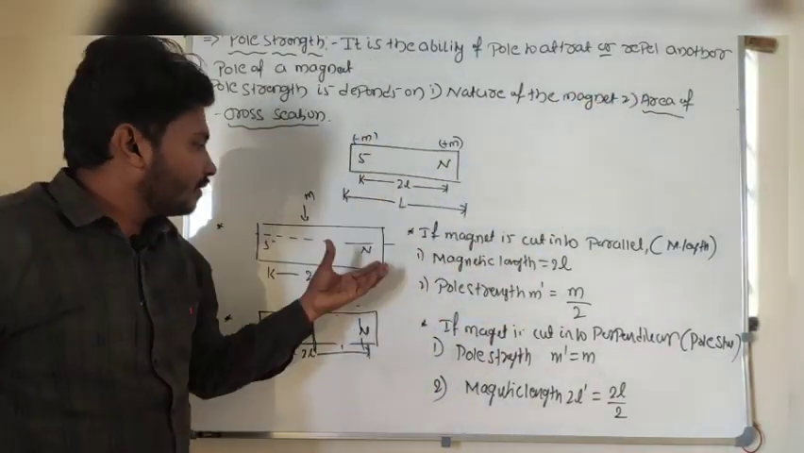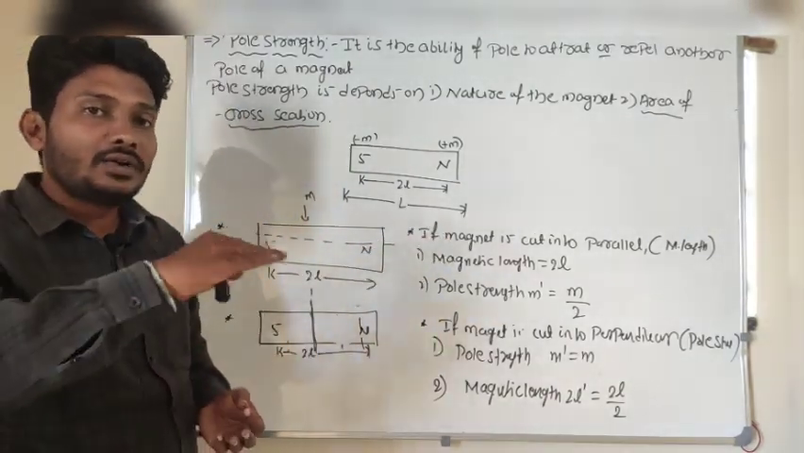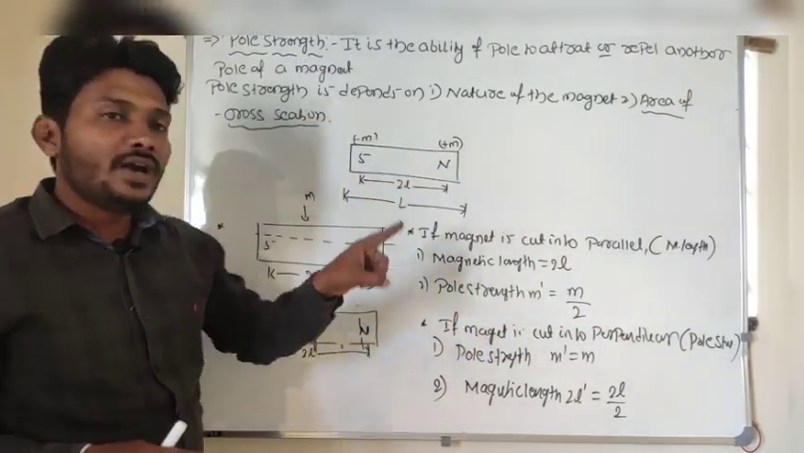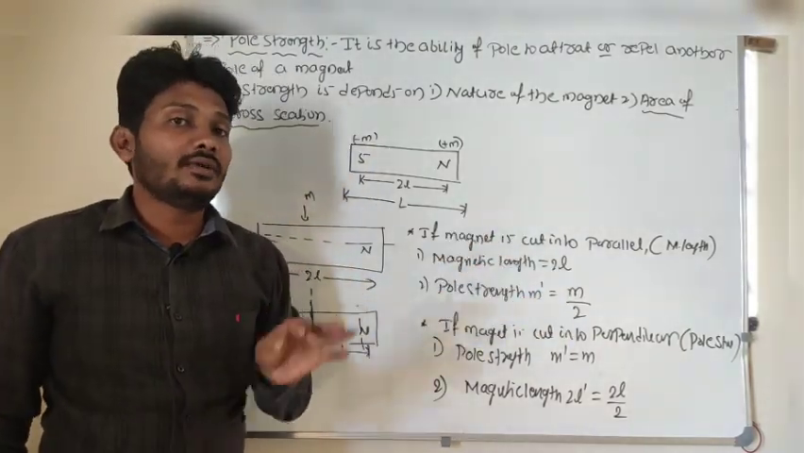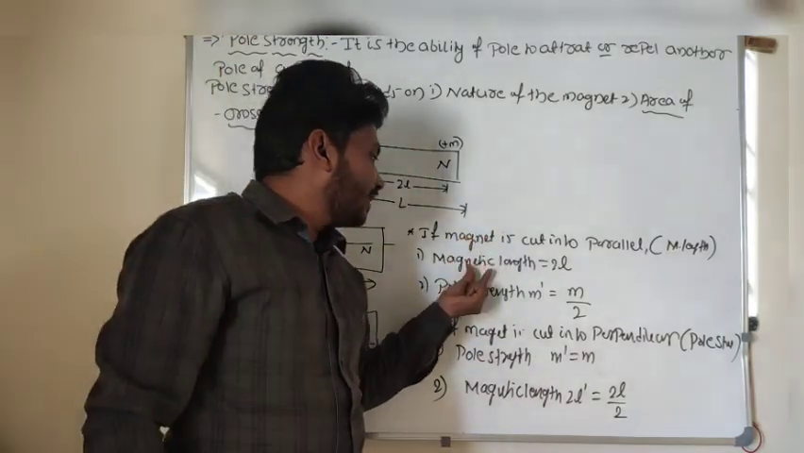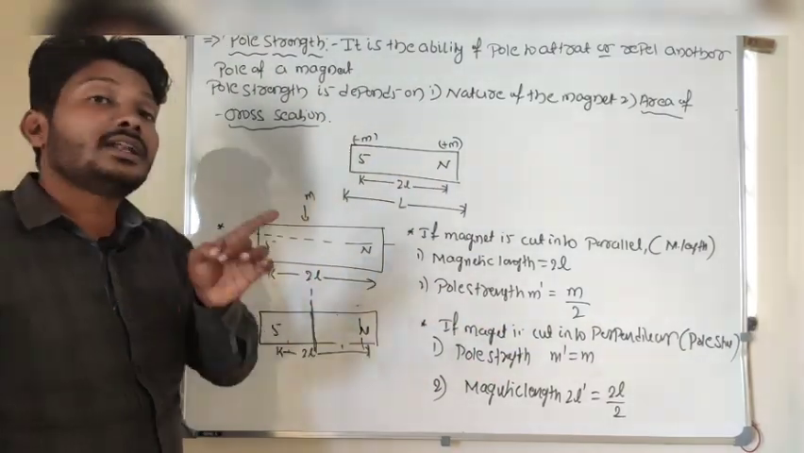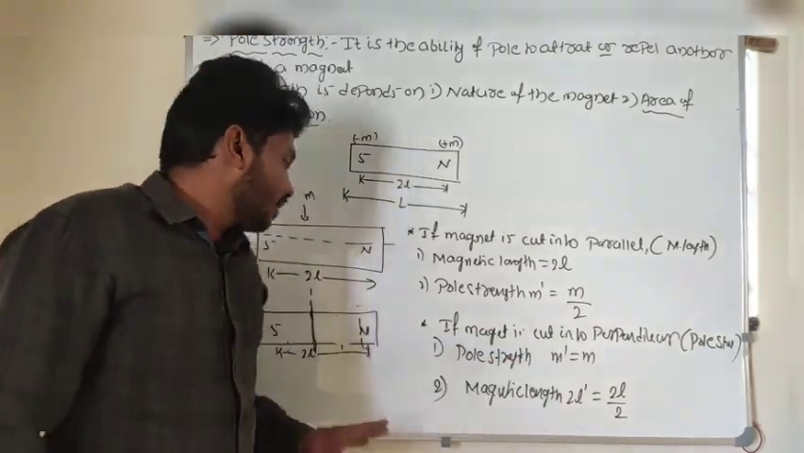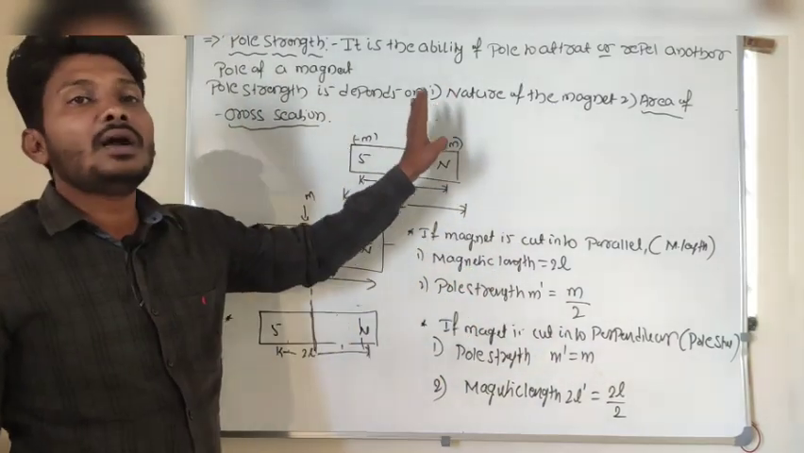If I take one bar magnet and cut it parallel to the magnet, then the magnetic length remains the same, whereas pole strength decreases by half of the initial value. So remember one thing: if you cut that magnet in a parallel manner, the magnetic length remains the same, so the pole strength value will change. If you cut that magnet in a perpendicular manner, the pole strength remains the same, whereas the magnetic length decreases to half of the initial value. So this is about pole strength.